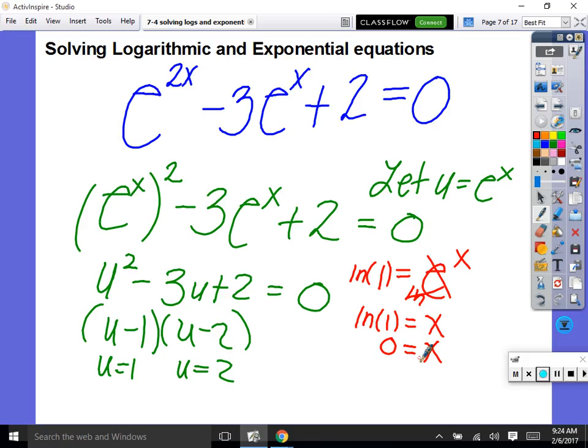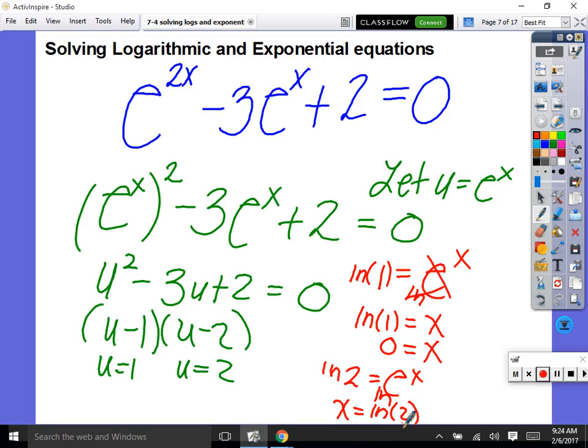Then we also have u is 2. So we have 2 equals e to the x. We need to undo e. So ln both sides. So x equals ln of 2. So let's check that. ln of 2 and 0.